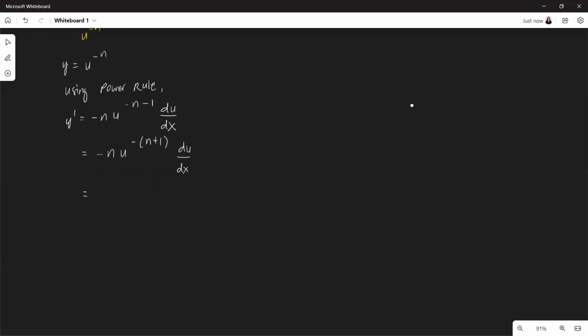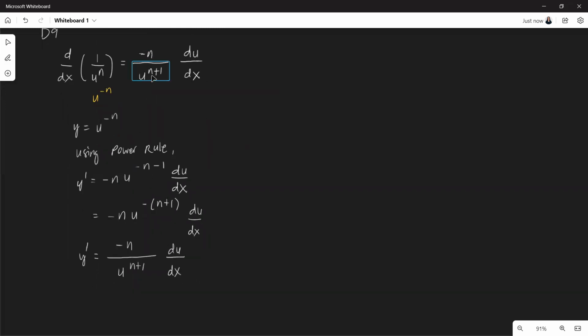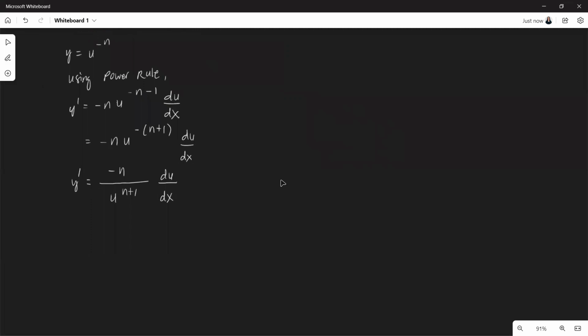And if we transform it back to an expression containing a positive exponent, we put it below. So we have basically -n over u raised to the power of n plus 1. We make the negative exponent positive using one of the laws of exponents. So we have here the result: -n over u raised to the power of n plus 1 multiplied by the derivative of u with respect to x. So that's how we derive it using the power rule.